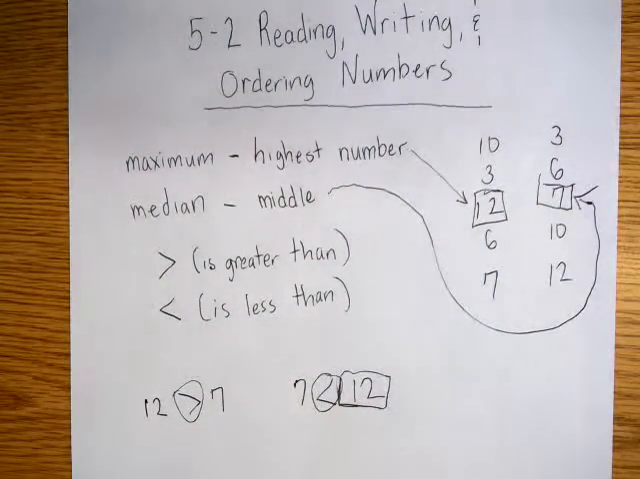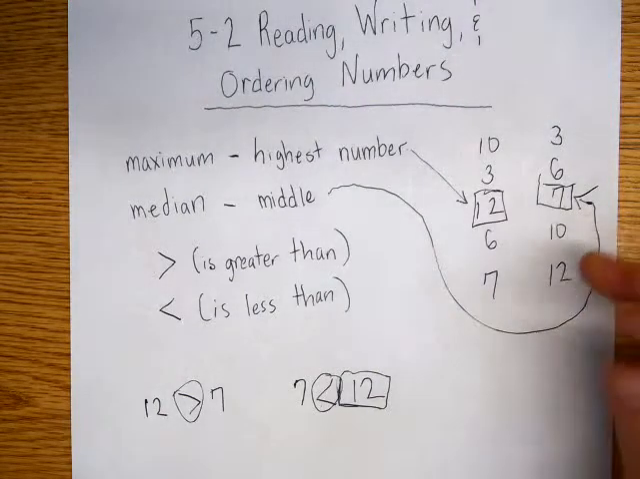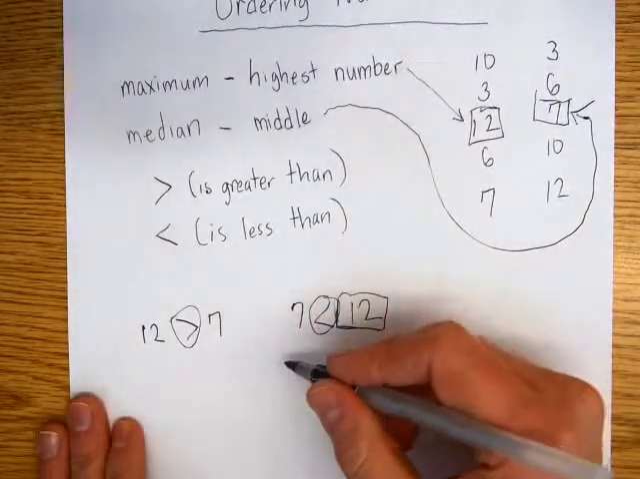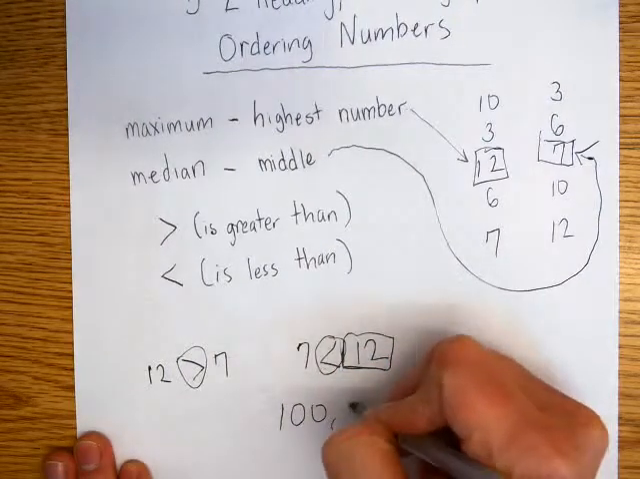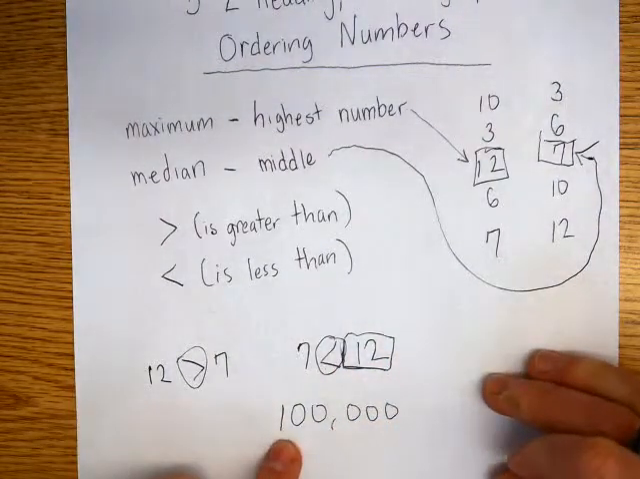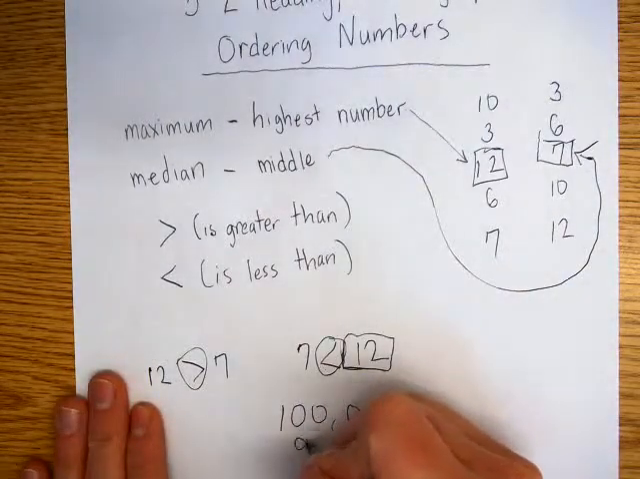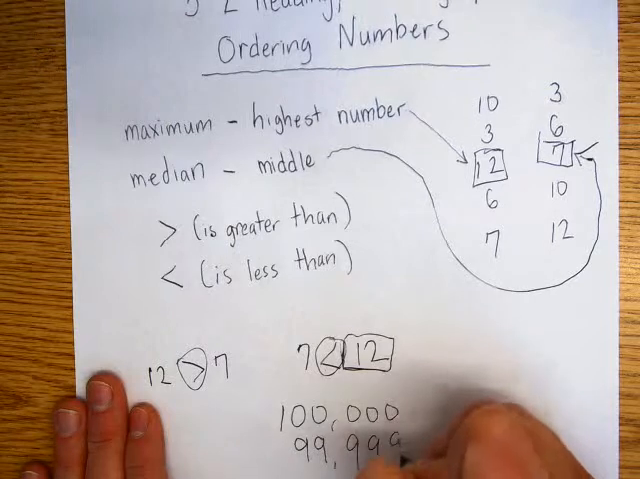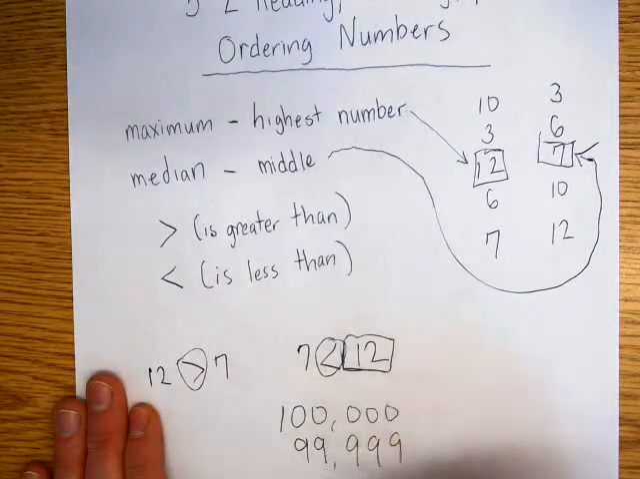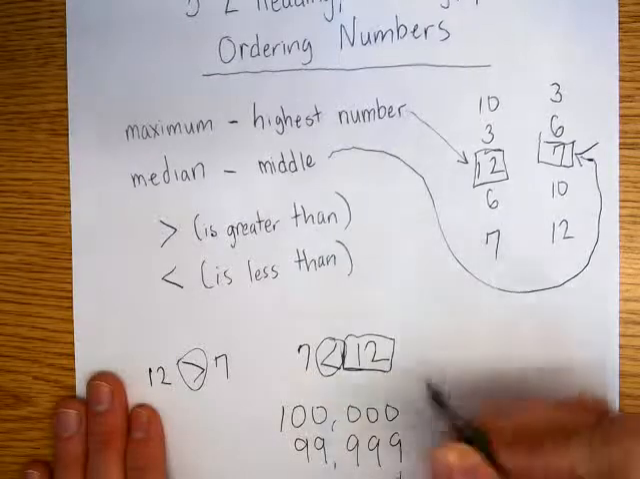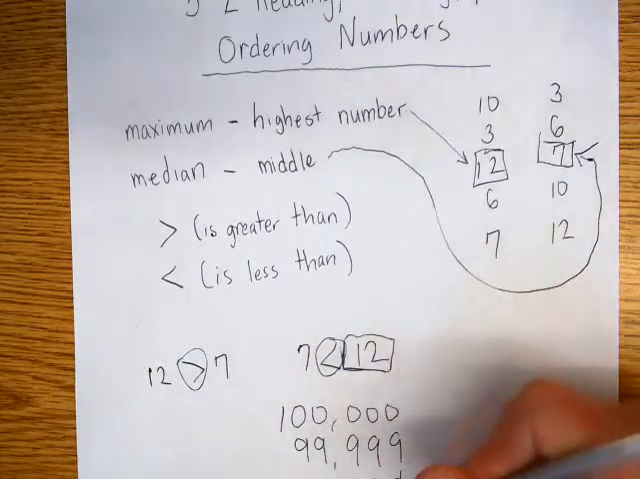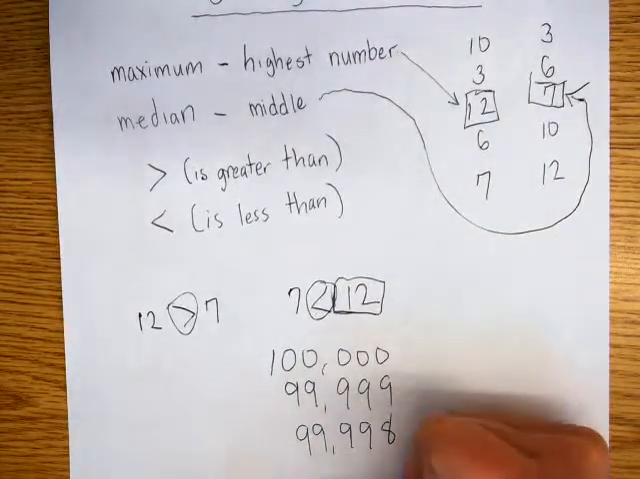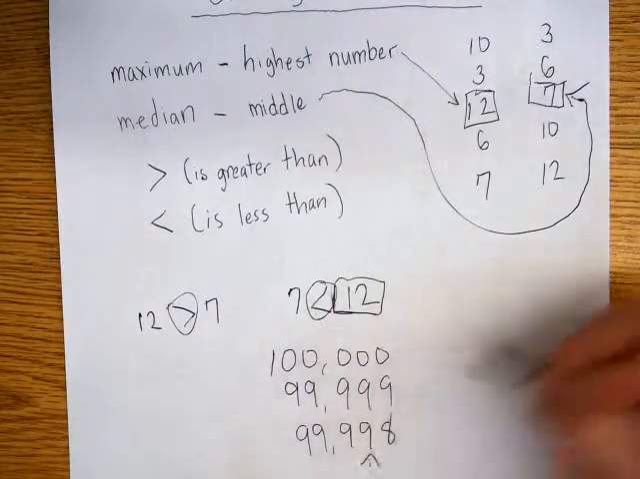As far as what we want kids to be able to do, we want them to be able to read and write numbers up to 100,000. So when I'm talking about this, what I'm talking about is 100,000. Any number before that, we want kids to be able to read. So for example, 99,998, 99,999, any of those, starting with the number 1 all the way up to 100,000.